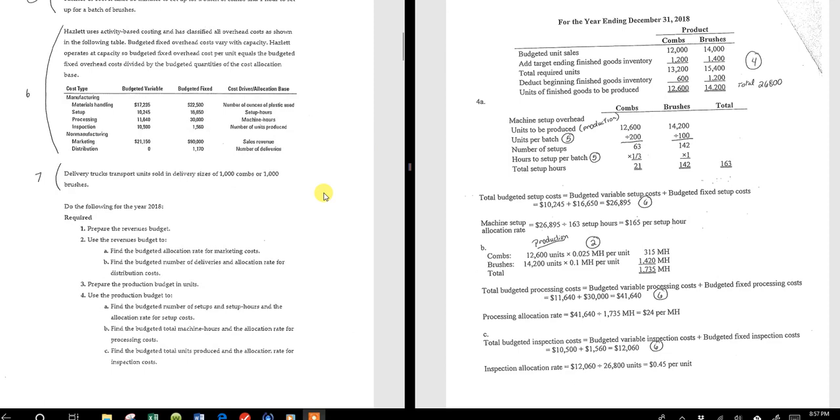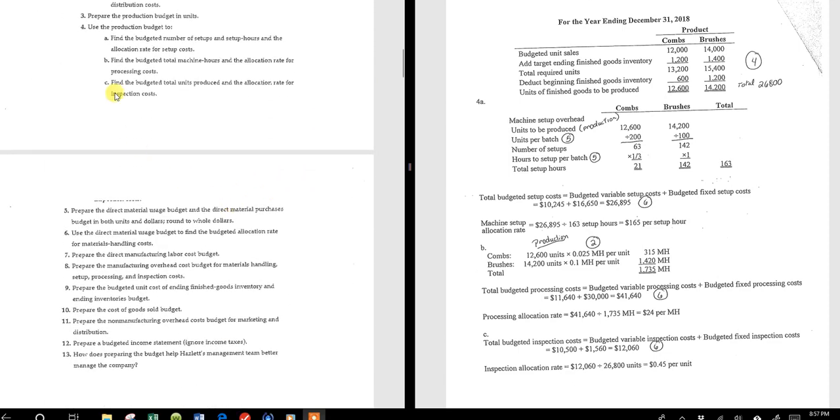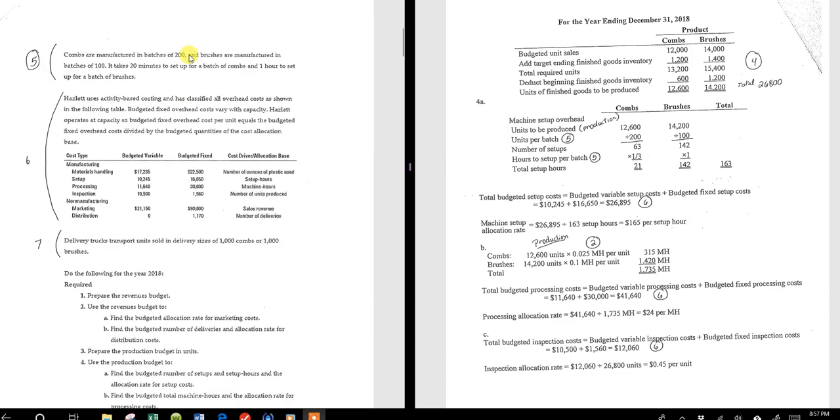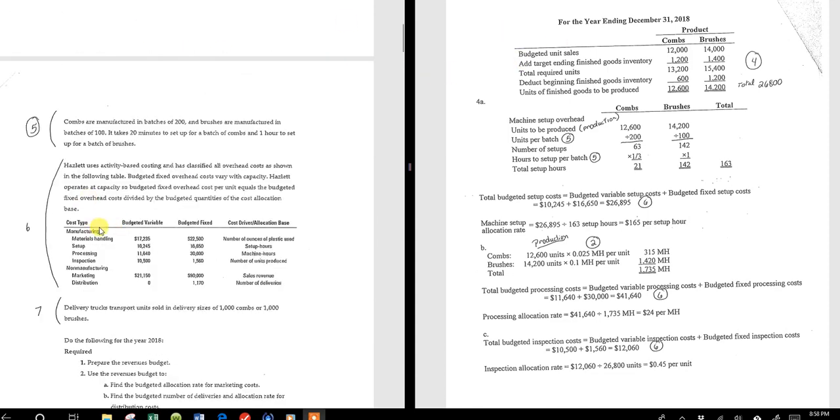Okay, so the next question said, so that's my production budget, and then it says, use the production budget to find the budgeted number of setups and setup hours and the allocation rate for setup costs. So again, I need to figure out my setups. Find that back there. So I go back to 6 and I see setup costs are $10,245 and $16,650, and they're allocated based on setup hours.